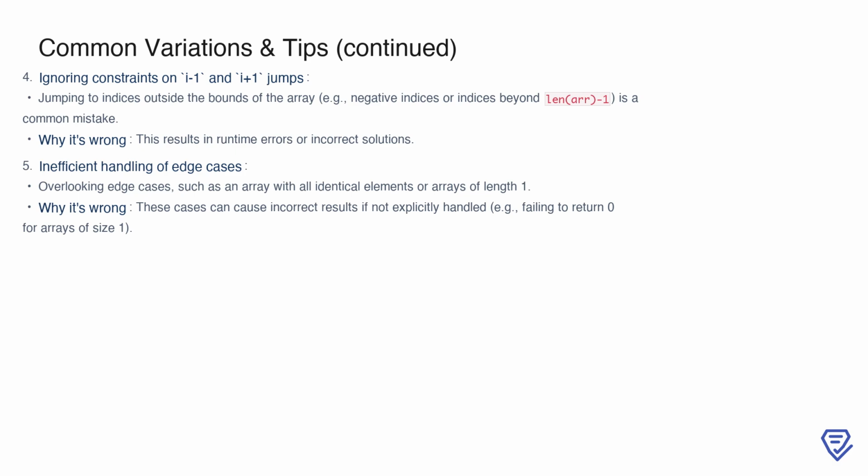For instance, if the array has only one element, the correct answer is 0 since no jumps are needed. Overlooking these special cases can lead to incorrect results or unnecessary computations. Ensuring your solution explicitly handles these scenarios is key to building a robust implementation.